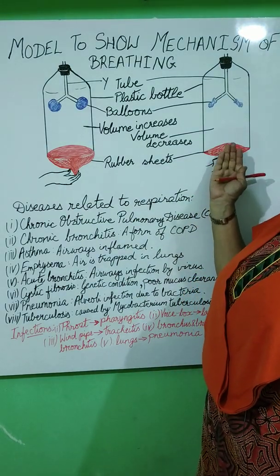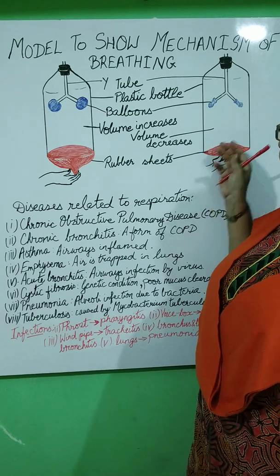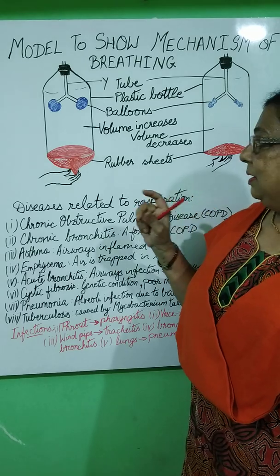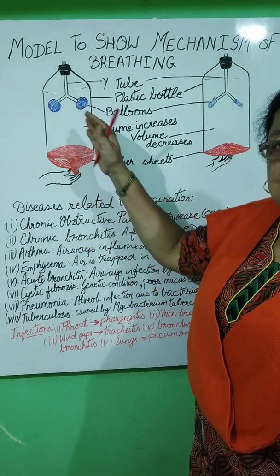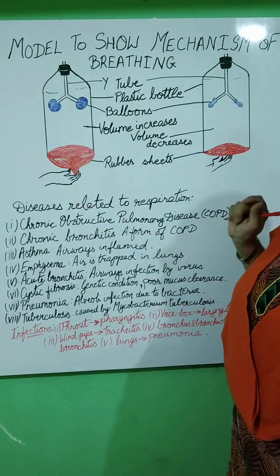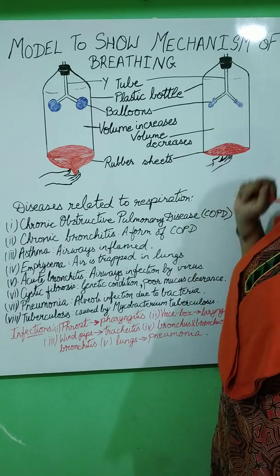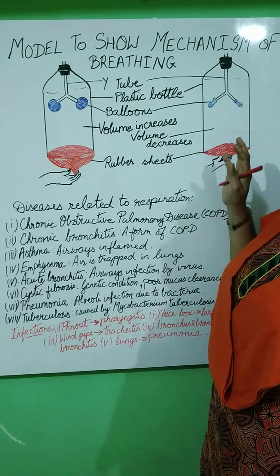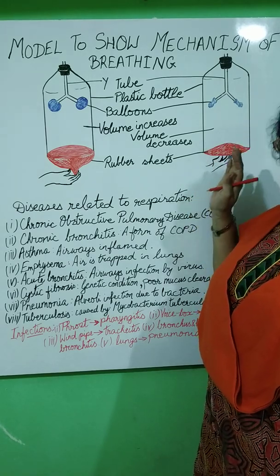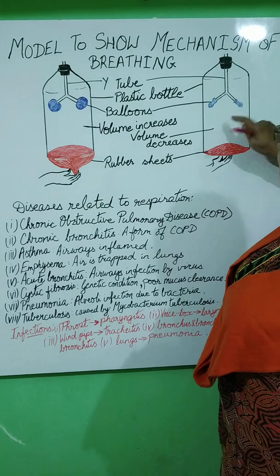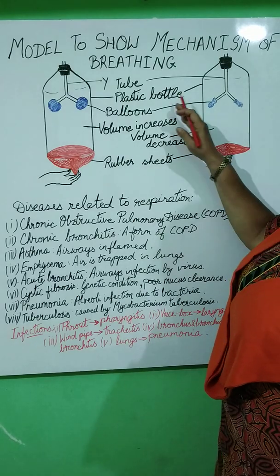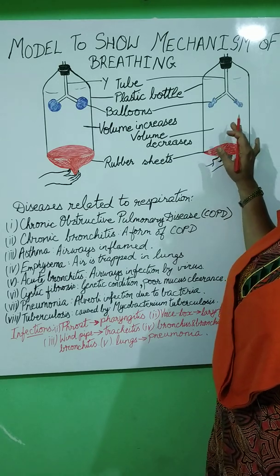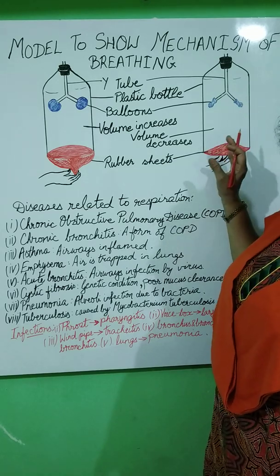This will get pushed inside, and here the volume decreases. When you pull it, the volume increases. Here, the volume decreases. So when the volume decreases, what will happen? The air inside it is at a higher pressure than outside. The density of air is high here and the pressure also is high here.